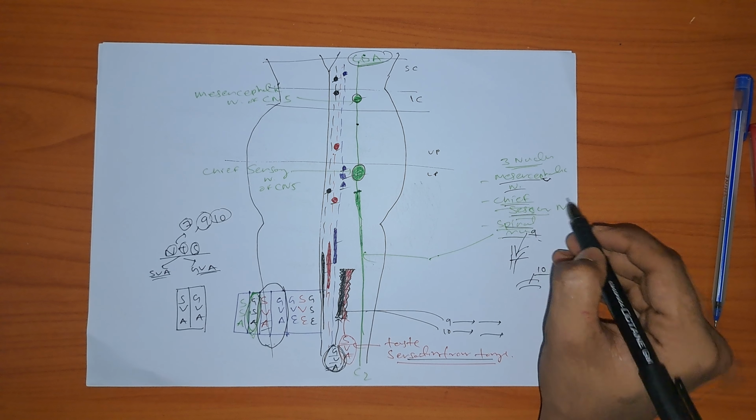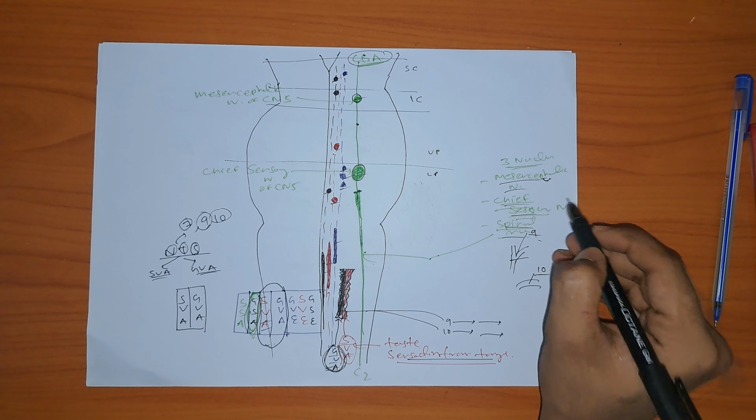It is also connected to cranial nerve 7, cranial nerve 9, all these things. So now we have the last remaining, that is the special somatic afferent. So what is the special somatic afferent? In the special somatic afferent we have two nuclei: one is vestibular nuclei and another is cochlear nuclei.